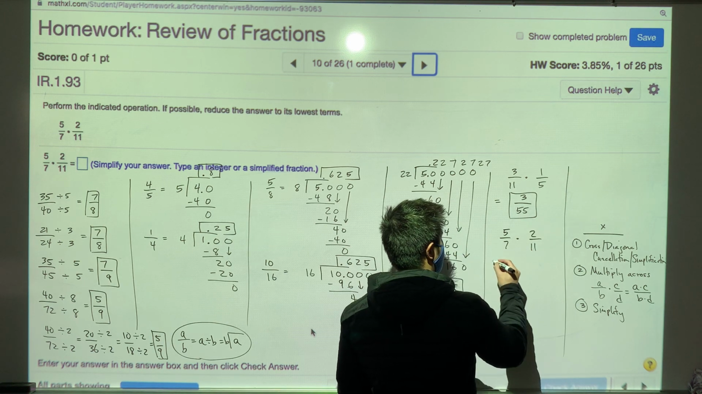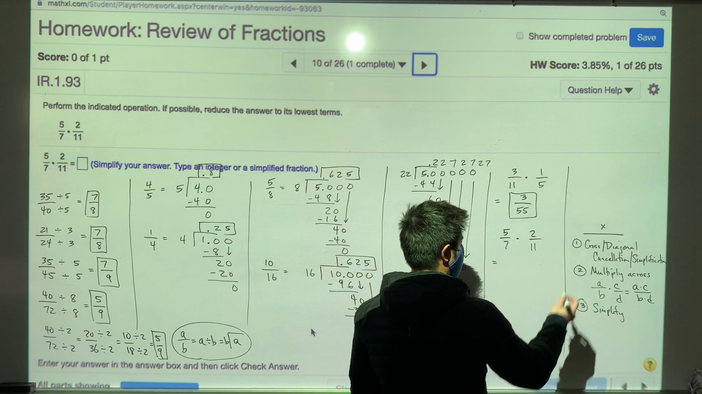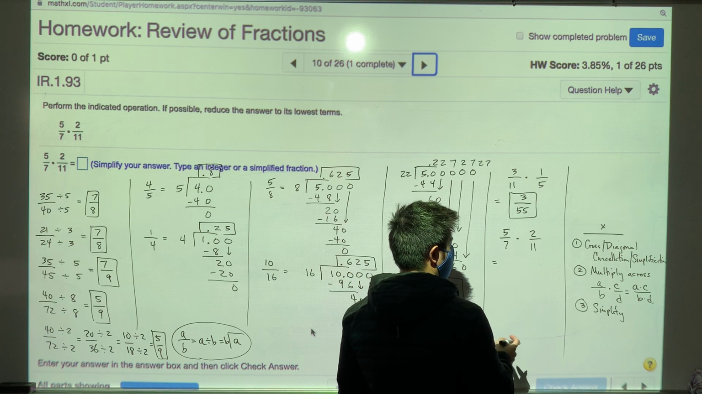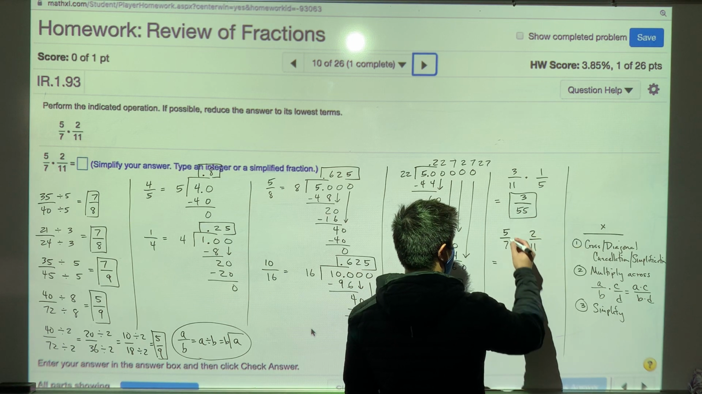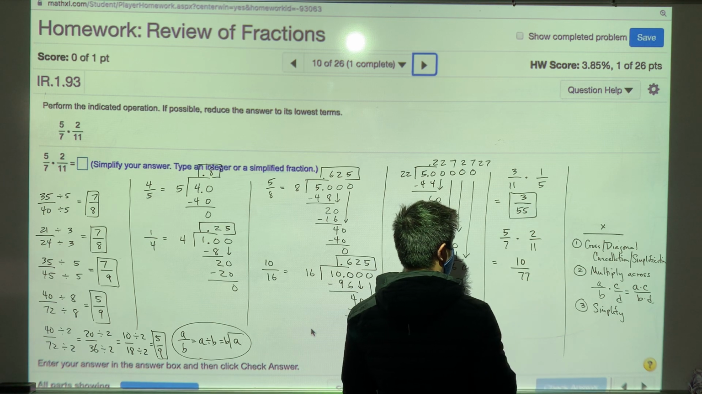All right, so let's take a look here. First and foremost, I will tell you there is no cross or diagonal cancellation simplification in this problem. Again, when we get to it, I'll show you. Since there's not, let's multiply across. 5 times 2 is 10. 7 times 11 is 77.